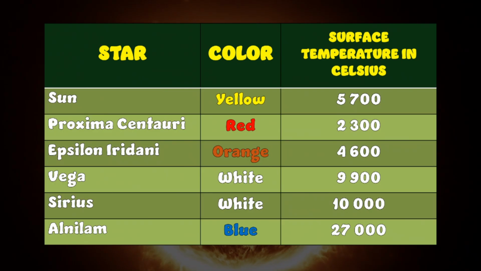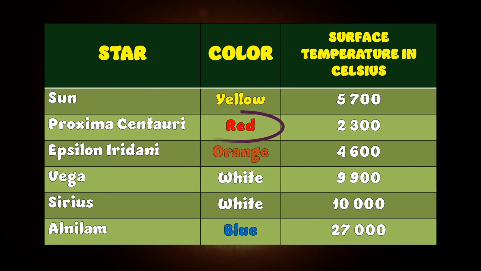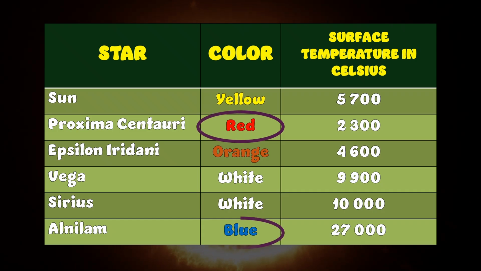Sirius, which is also white, has a surface temperature of 10,000 degrees Celsius. Lastly, Alnilam, which is blue, has a surface temperature of 27,000 degrees Celsius. Based on the table, the color of the star that is coldest is red, while the hottest is blue.